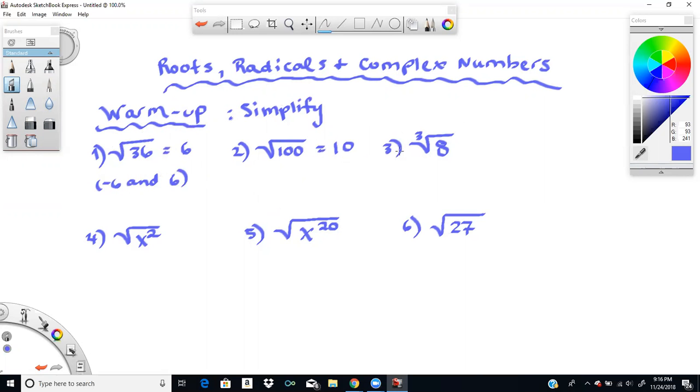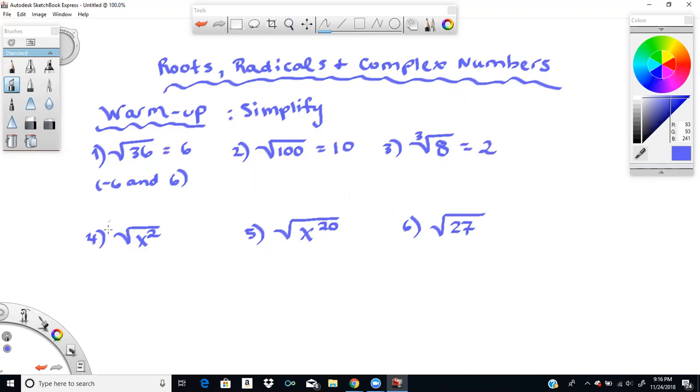When we get into the cube root, we're looking for a number multiplied by itself 3 times that gives us this number. The question you ask yourself is, is 8 a perfect cube? Yes, 8 is a perfect cube. So what cube gives you 8? 2. So the cube root of 8 is equal to 2.